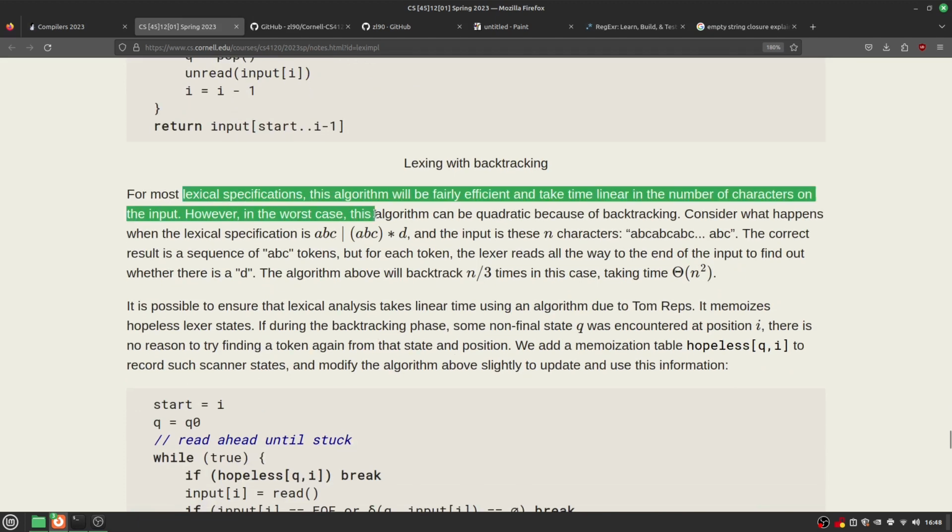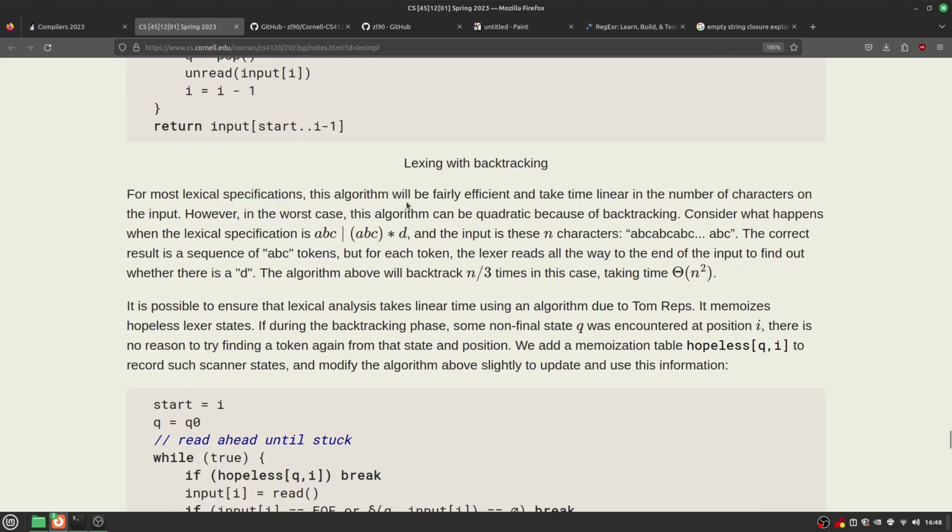For most lexical specifications, this algorithm will be fairly efficient and take time linear in the number of characters on the input. However, in the worst case, this algorithm can be quadratic because of backtracking. Makes sense? Consider what happens when the lexical specification is ABC union with the Kleene closure of ABC and D.